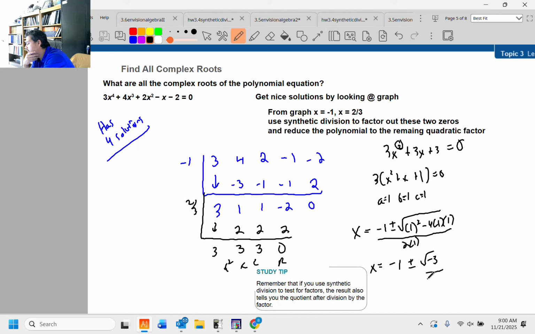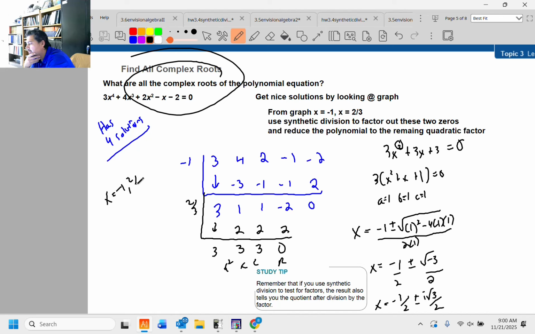Both pieces are over twice a 1. And I know, and you do too, that that is an imaginary number. So, all the roots from the graph were x equals negative 1, 2/3, then negative 1/2 plus the imaginary root of 3 over 2, and negative 1/2 minus the imaginary root of 3 over 2. And I need to point out that these two things right here are conjugates.